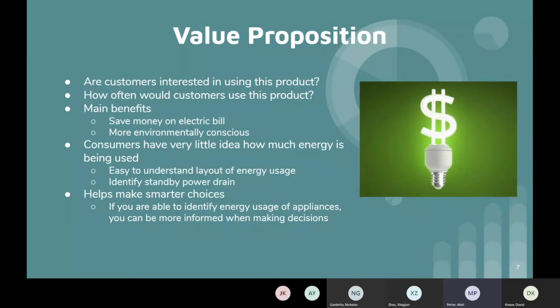That way, someone with no knowledge of power usage whatsoever will be able to identify where they are losing money. People don't often realize how much power their products are using, even when they're not on. Using this knowledge, customers will not only save money, but will also be more energy conscious, which is a big selling point for our product.